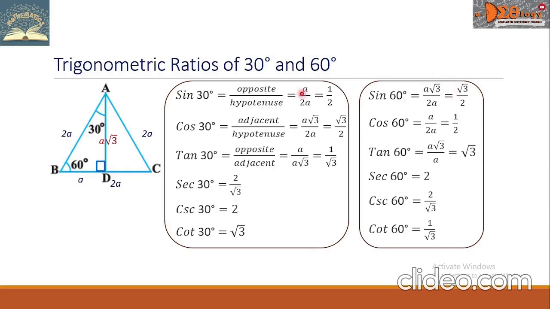Now take note that sine 30 degrees is equal to cosine 60 degrees. Also, cosine 30 degrees is equal to sine 60 degrees.